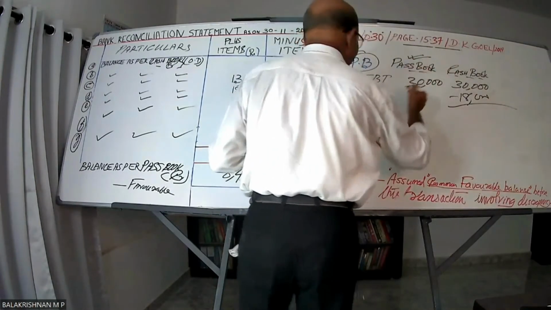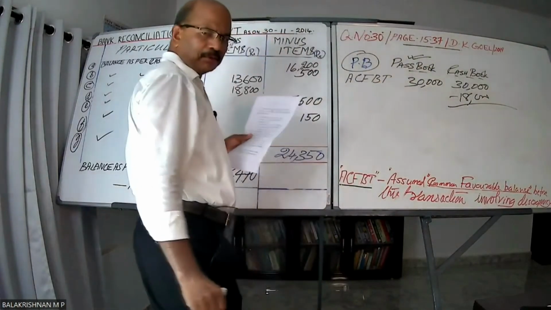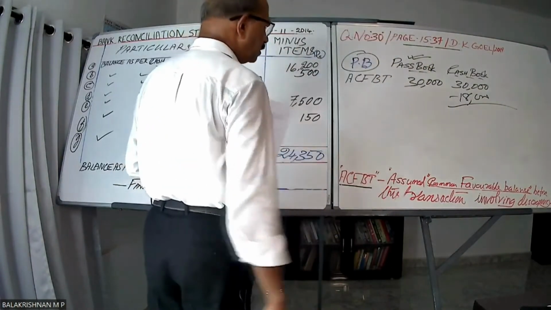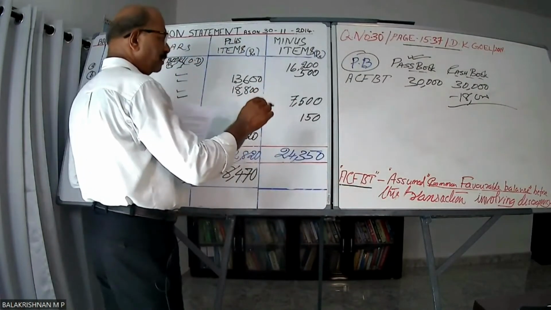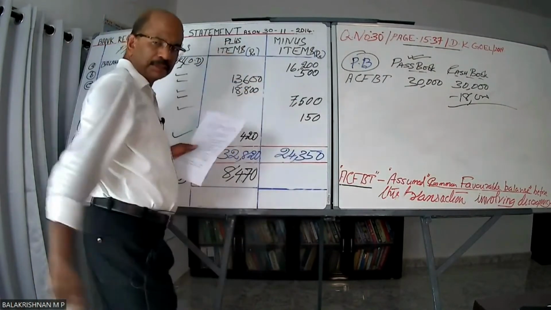Here it is up. I need not always show like this. Now you are clear about it. Cash book balance is down by 18,800. Passbook is up. So passbook is the one I have to base, 18,800 up. Is it clear? Fine.